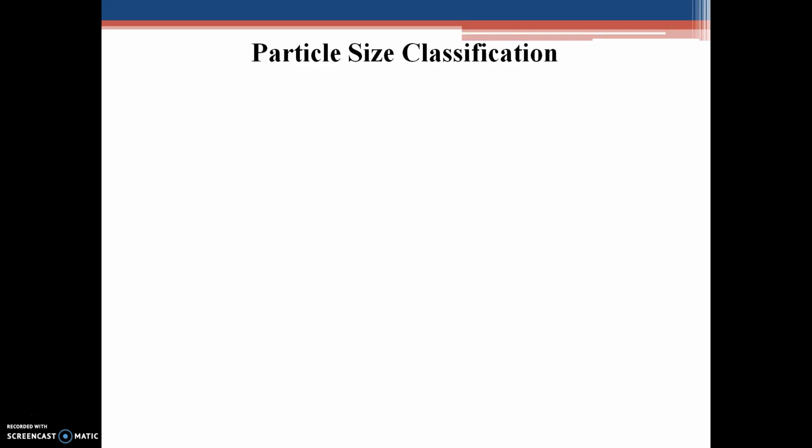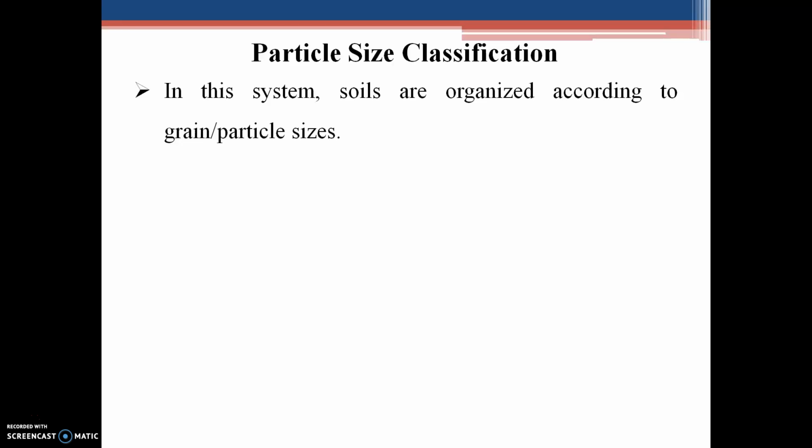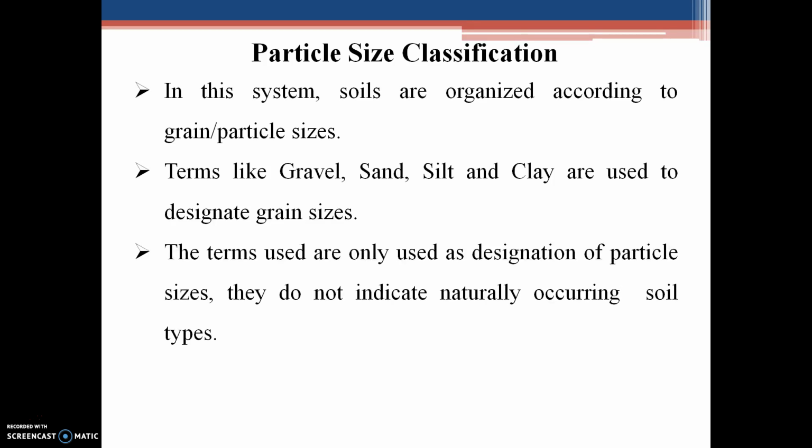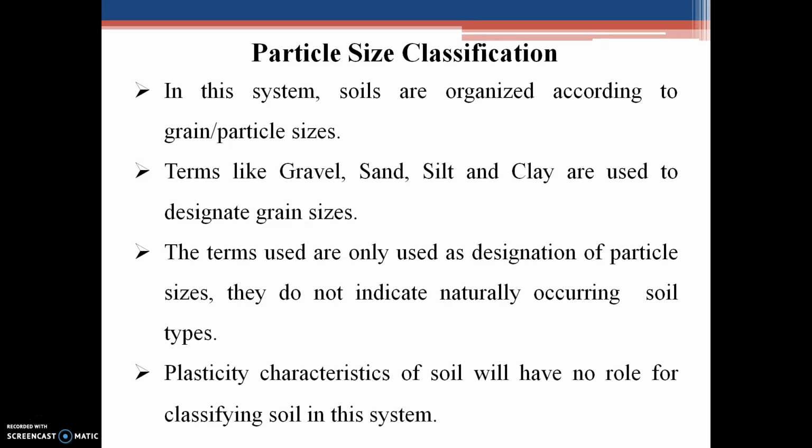Now, first we'll talk about the particle size classification system. As the name suggests, in this system, the soils are organized according to the grain or the particle sizes. Terms like gravel, sand, silt, and clay are used to designate the different grain sizes in this system. The terms are only used for the designation of particle size. They do not indicate naturally occurring soil types. Last but not the least, plasticity characteristics have no role in this system for soil classification.